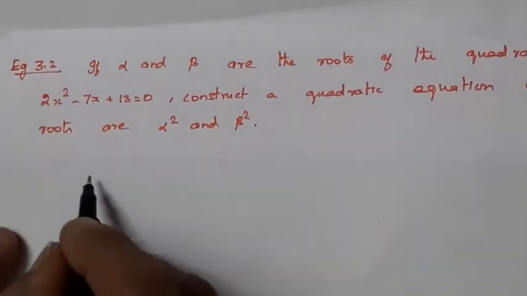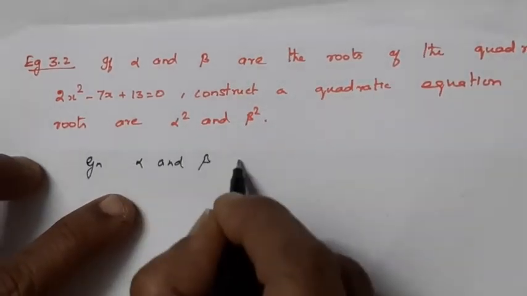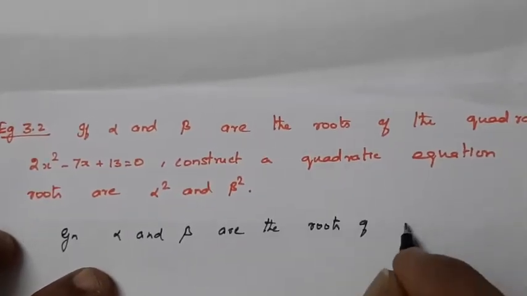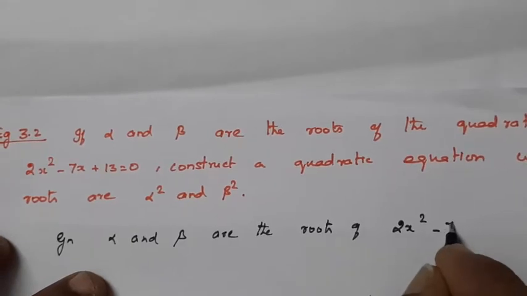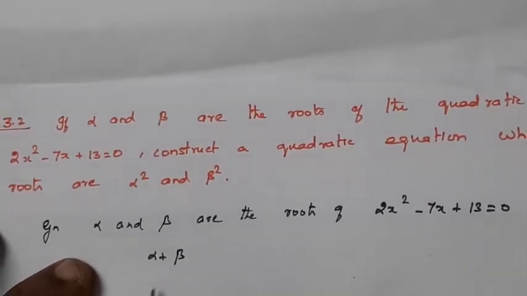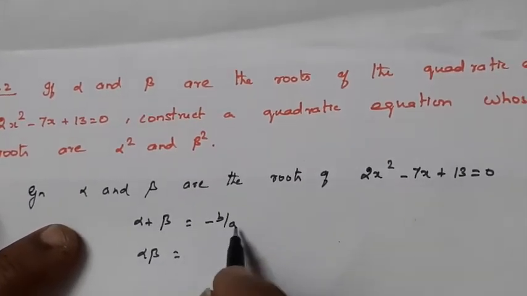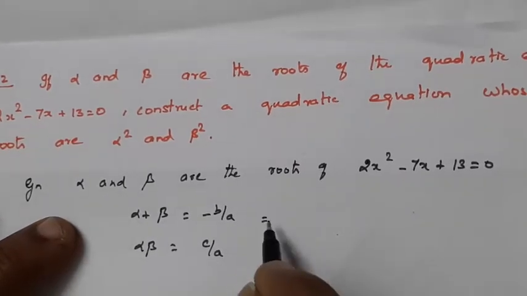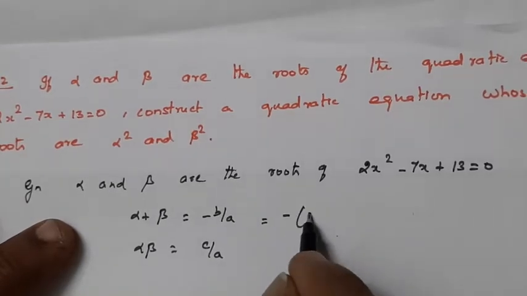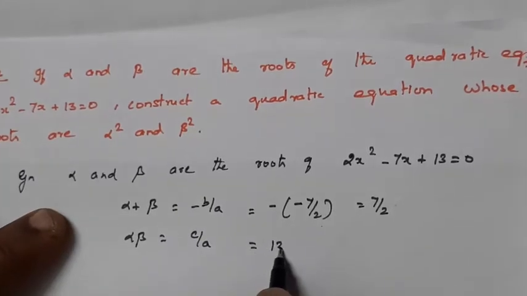Okay. So given alpha and beta are the roots of the equation 2x squared minus 7x plus 13 is equal to 0. So let us find out what is alpha plus beta and alpha beta. Alpha plus beta is nothing but minus b by a and alpha beta is equal to c by a. So a is 2, b is minus 7 and c is 13. So this is minus of minus 7 by 2, that is equal to 7 by 2. And c by a is 13 by 2.